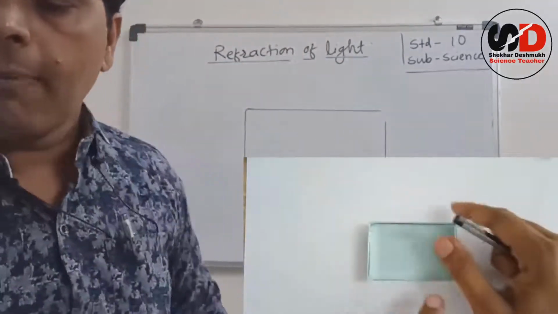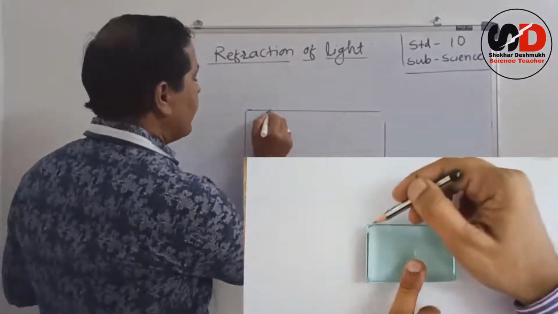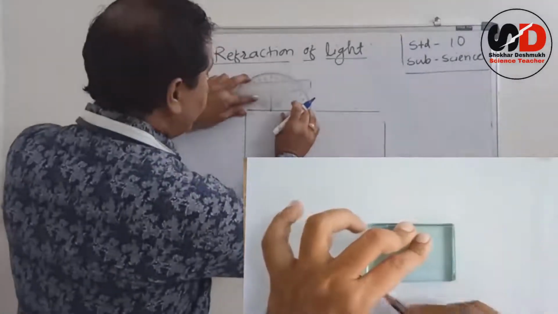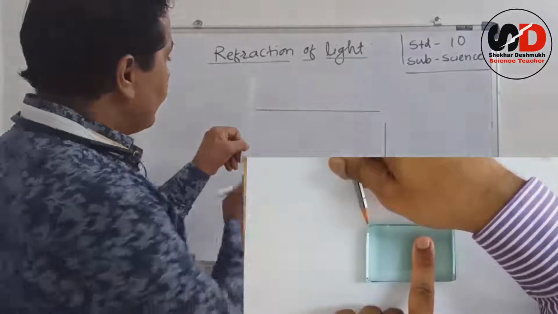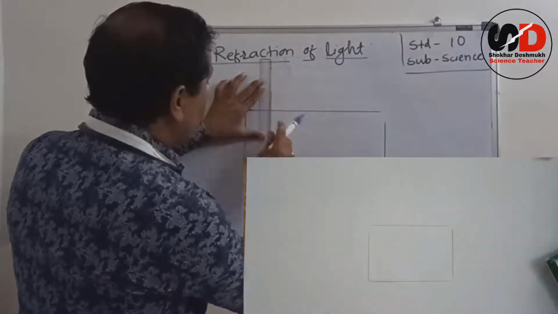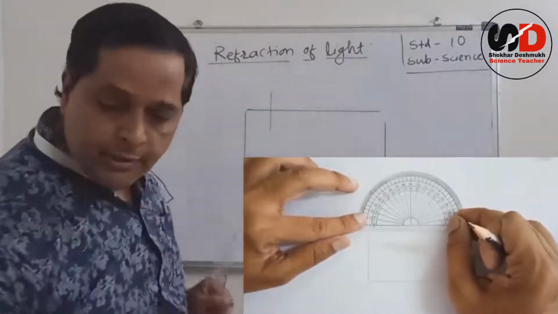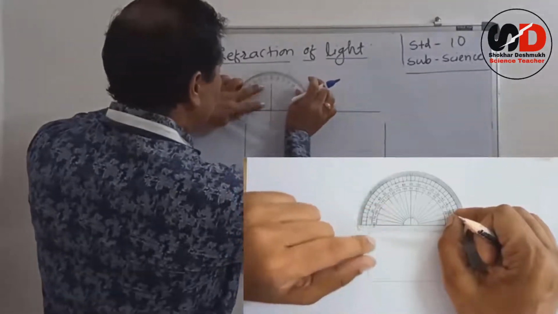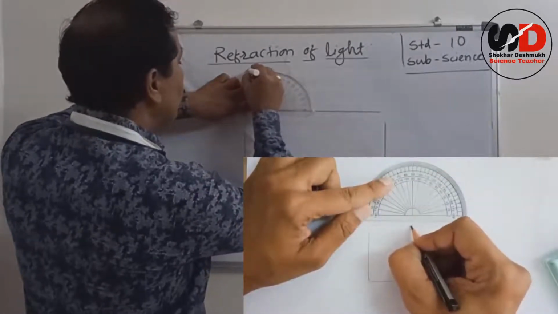Then by using this D, take any point here. Suppose here is the point, and make a 90-degree angle. It is nothing but the normal at this point. So this is the normal. Then again take this D and make an angle of 30°. We are taking the angle of incidence. So here 90, 80, 70, 60, so it is nothing but a 30-degree angle.